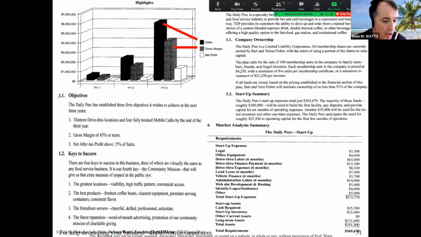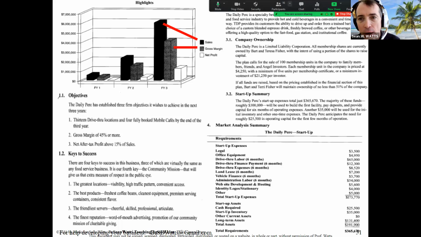Next, the finest reputation. Be very protective of your reputation. Grow your reputation. Word of mouth advertising is very, very important, especially because everything goes online. Promote your community mission of charitable giving. It's not just the idea of promoting charity, but if you're kind in your area where your customers are, those customers are going to see you're kind and they're going to be kind to you. So think of the big picture.